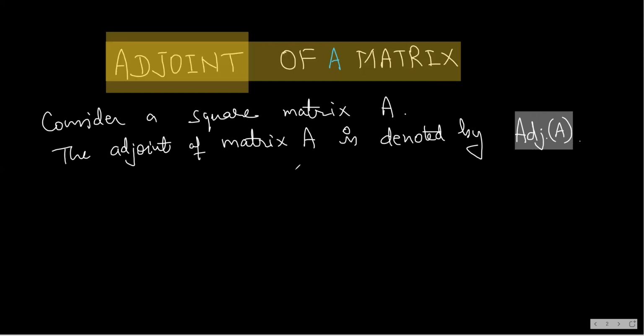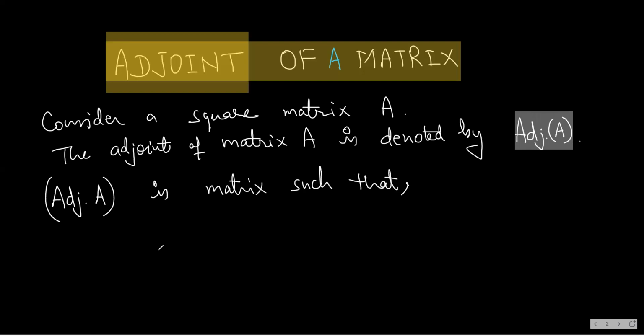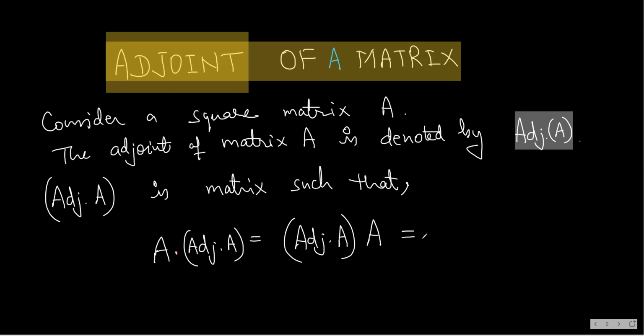What is so special about adjoint of A? See, adjoint of A is a matrix such that A into adjoint A, that is, you are multiplying matrix A with its adjoint, will be equal to adjoint A into A, and that will be equal to, students, be careful, be very watchful.